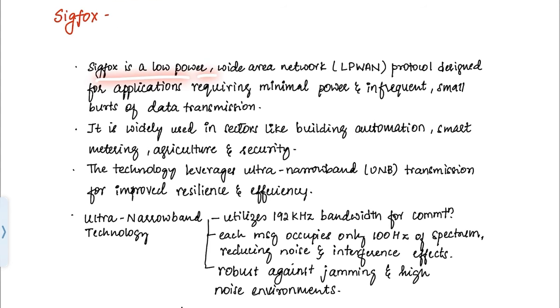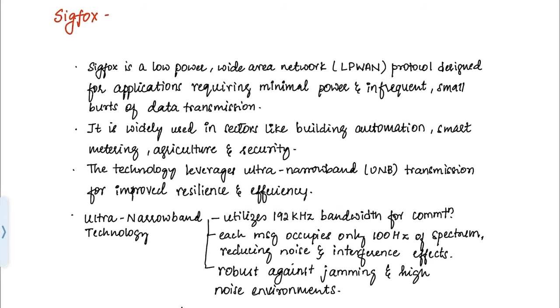Sigfox is a low power wide area network, that is an LPWAN protocol, designed for applications requiring minimal power and infrequent or small bursts of data transmission. So here the main focus is on minimal power consumption and infrequent, small bursts of data transmission. It is mostly used in sectors like building automation, smart metering, agriculture, and security. The technology leverages ultra narrowband UNB transmission for improved resilience and efficiency.